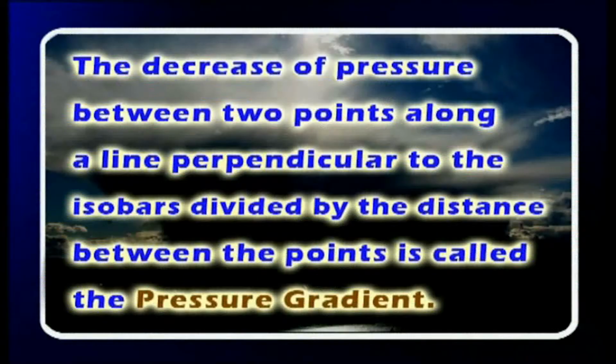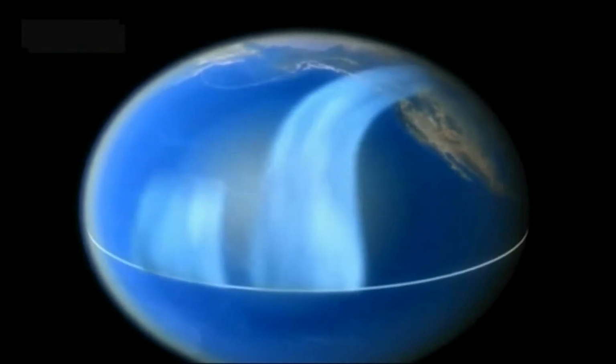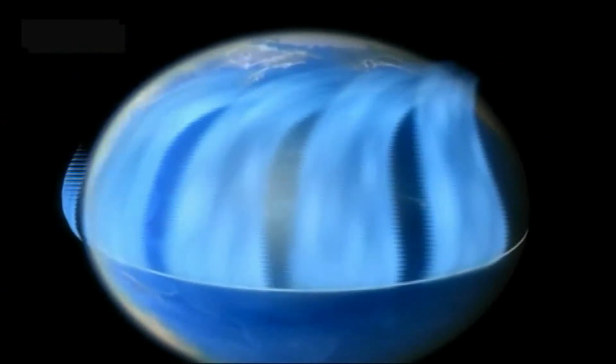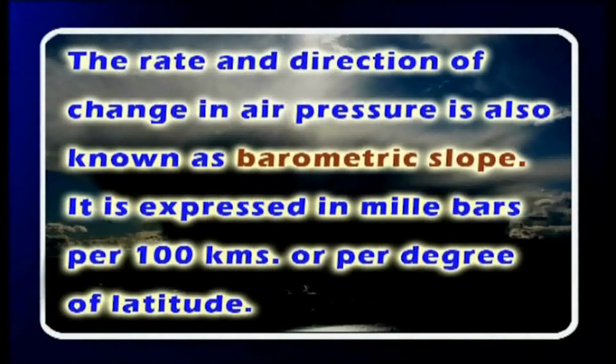Pressure gradient. The decrease of pressure between two points along a line perpendicular to the isobars, divided by the distance between the points, is called the pressure gradient. In other words, the pressure gradient is the rate of change of pressure per unit horizontal distance. In fact, it is the direction in which the change is most rapid. The rate and direction of change in air pressure is also known as barometric slope. It is expressed in millibars per 100 kilometers or per degree of latitude.